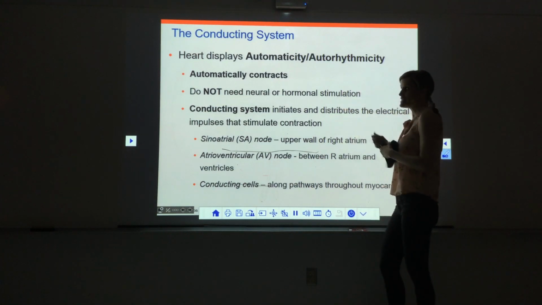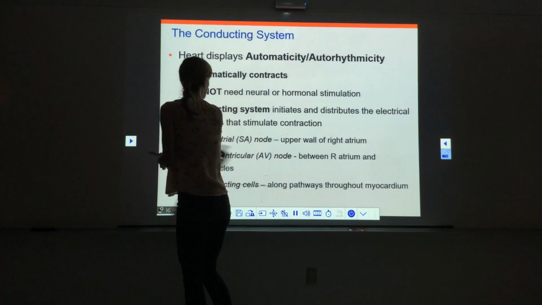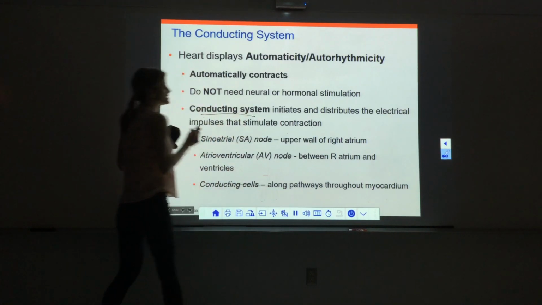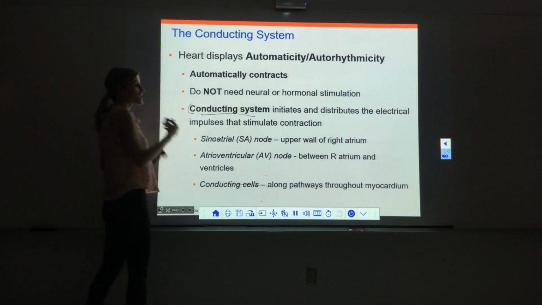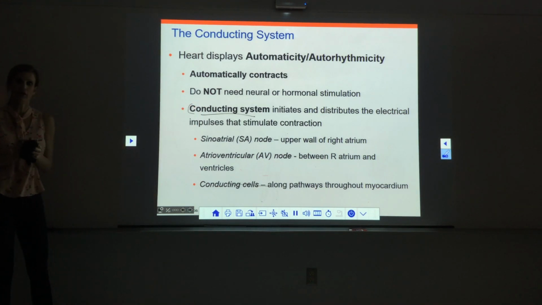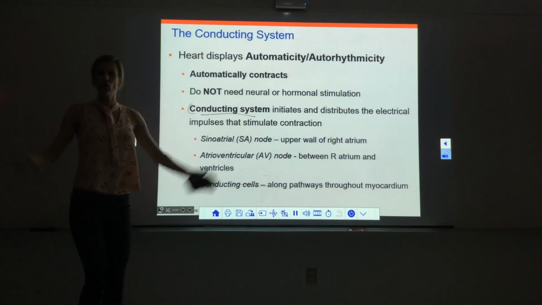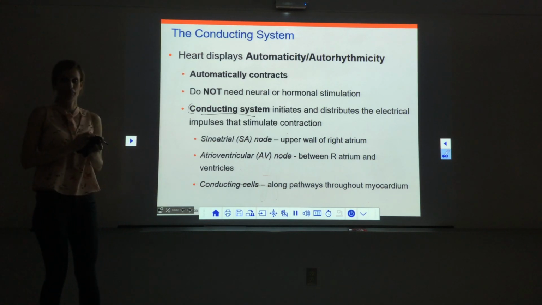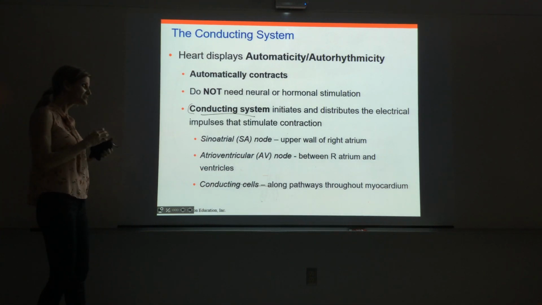It has automaticity. The reason for this is its highly specialized conduction system, or conducting system. Again, I told you guys that this was like the electrical system of the heart. This is the system that starts that action potential and spreads it throughout the heart in a very specific pattern. We'll see that there are a bunch of different pieces involved with this.